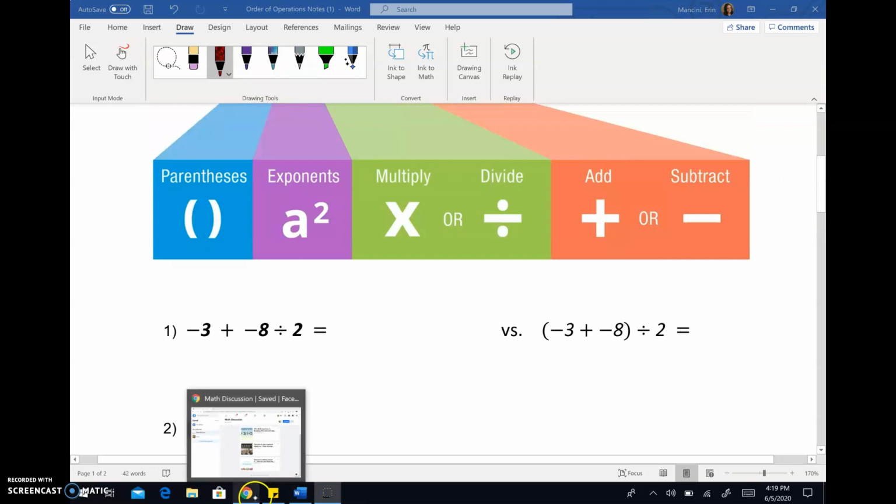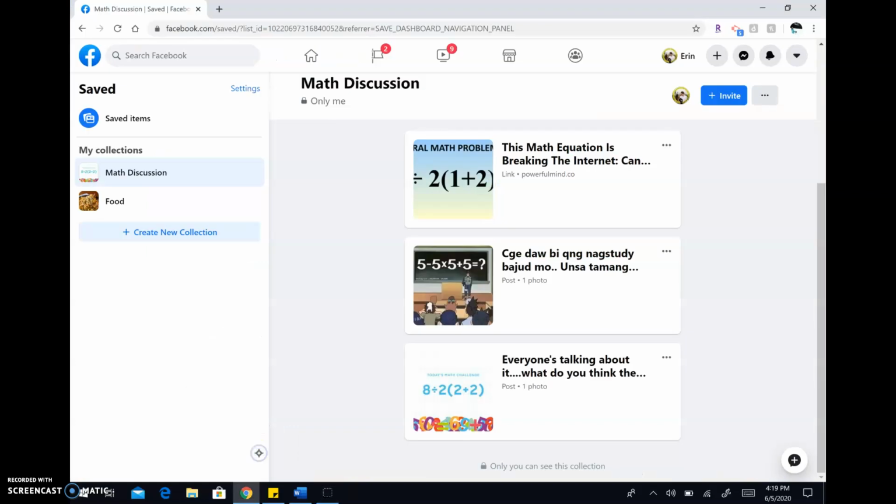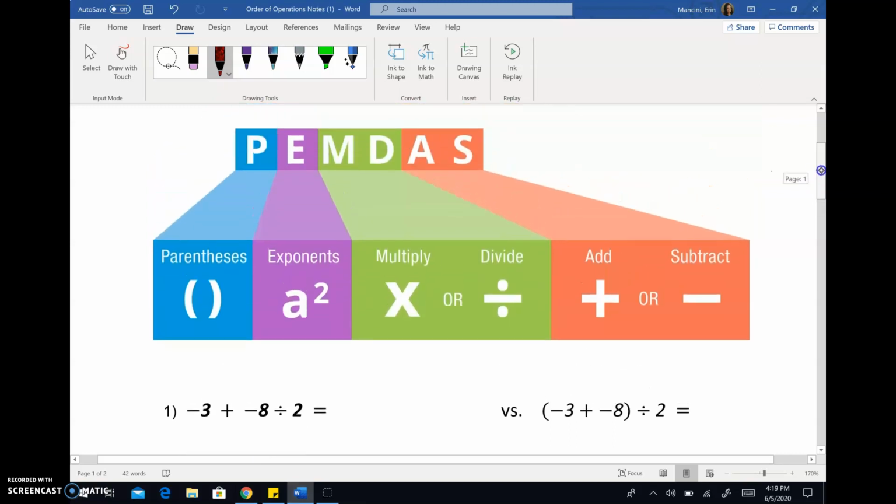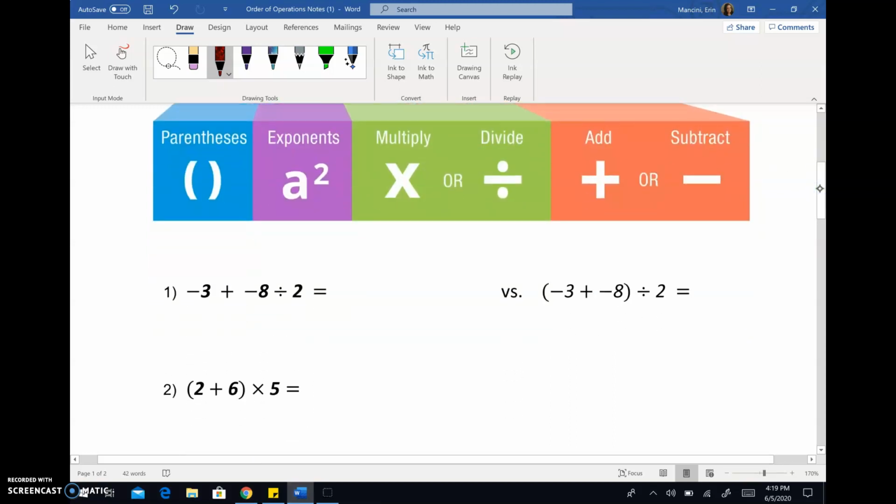Honestly, I've been seeing this blow up all over social media where people are fighting about problems like these. Just to prove it, I saved some over here, especially this 8 divided by 2 times 2 plus 2, 1. So if you ever come across these on social media, you should be able to be the expert and explain to everybody else why they're doing the problems wrong. So with that said, I'm just going to get started with some problems and jump right in.